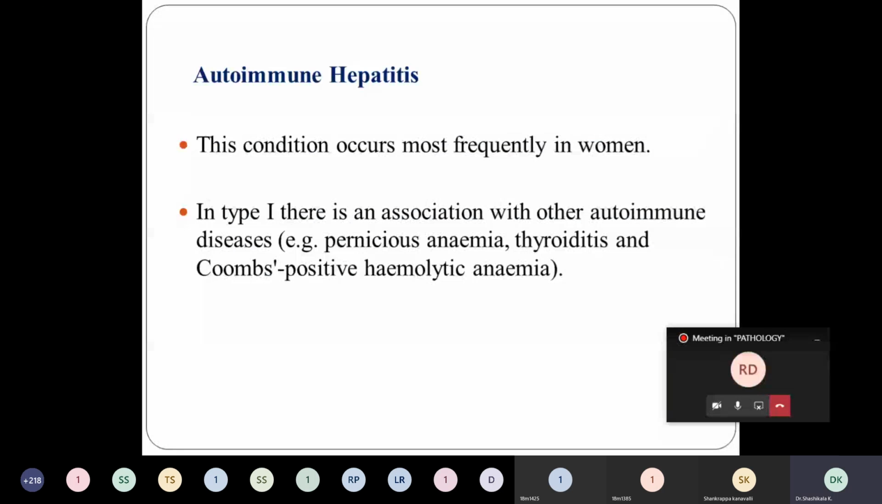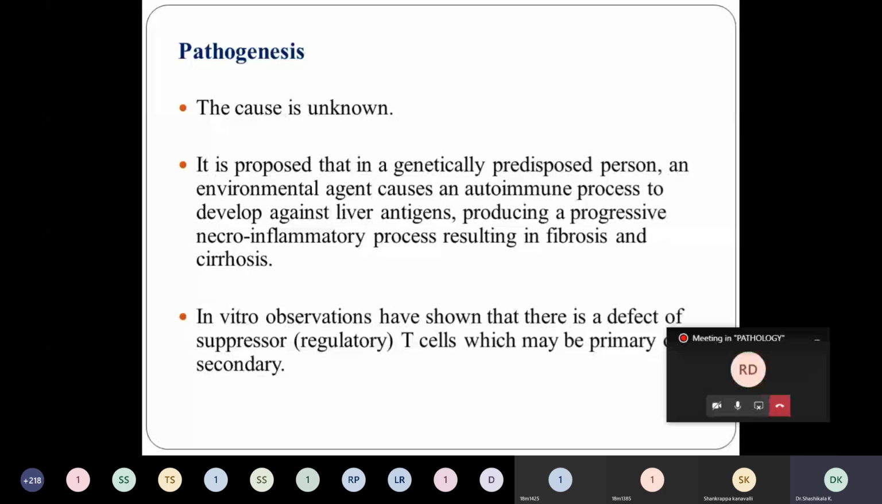Coming to autoimmune hepatitis, this condition occurs most frequently in women. It is classified as type 1, type 2 and type 3. In type 1, there is an association with other autoimmune diseases like pernicious anemia, thyroiditis, and Coombs positive hemolytic anemias. The pathogenesis is that the cause is unknown. It is proposed that in a genetically predisposed person, an environmental agent causes an acute autoimmune process to develop against liver antigens, producing a progressive necro-inflammatory process resulting in fibrosis and cirrhosis.